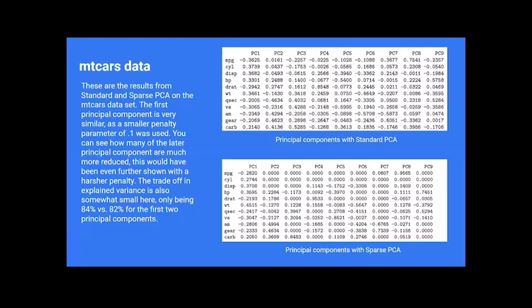We ran the PCA on MT-CARS using the correlation matrix, considering the variables mentioned above are in different units. The first principal component of PCA and sparse PCA are very similar, as a smaller penalty parameter of 0.1 was used. You can see how many of the later principal components are much more reduced. The trade-off in explained variance is also somewhat small here, only being 84 versus 82% for the first 2 principal components. Having enforced sparsity in the loadings of each principal component makes results more interpretable, but sacrifices the total variance covered by the selected number of principal components.